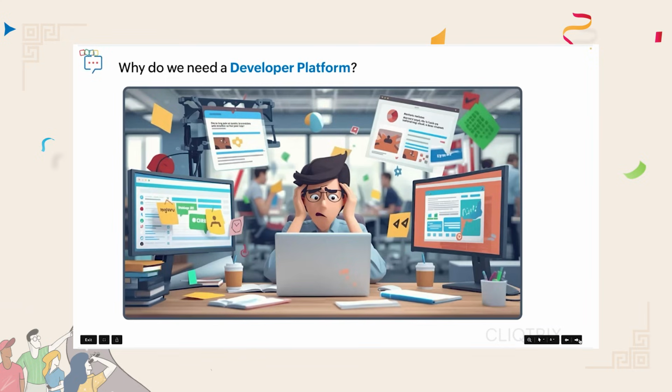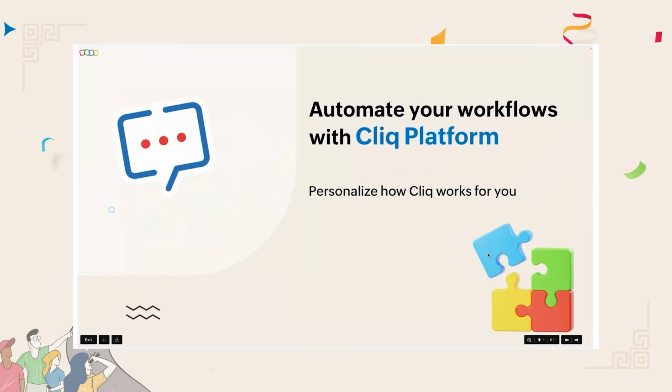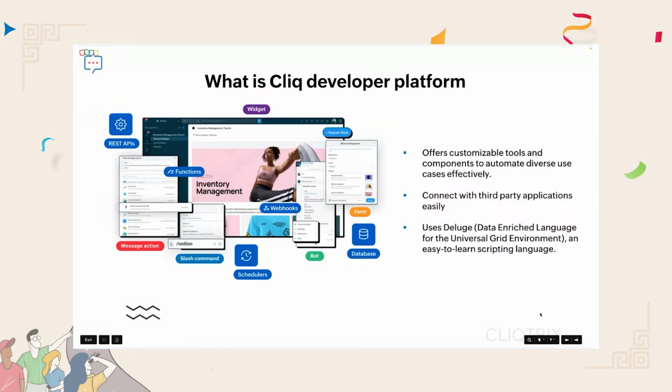And this is exactly where the Cliq developer platform comes in, where you can build a packaged solution that adds new features, automates your tasks, and connects external apps directly into the chat application. In simpler terms, instead of the user going to five different apps, the extension brings those five apps into Cliq. These extensions can be built with the Cliq developer platform, with which you can automate and personalize how Cliq works for you, making your day-to-day tasks faster, smarter, and more efficient.